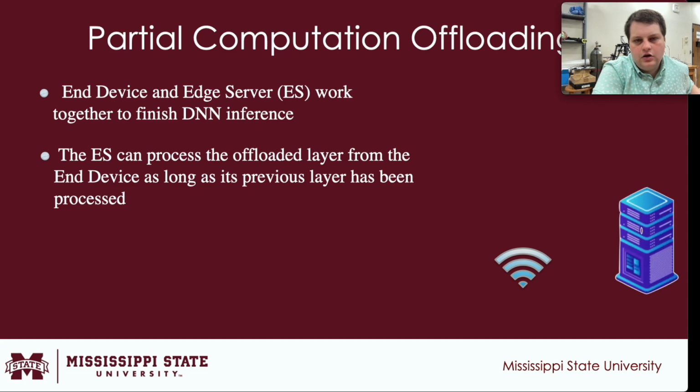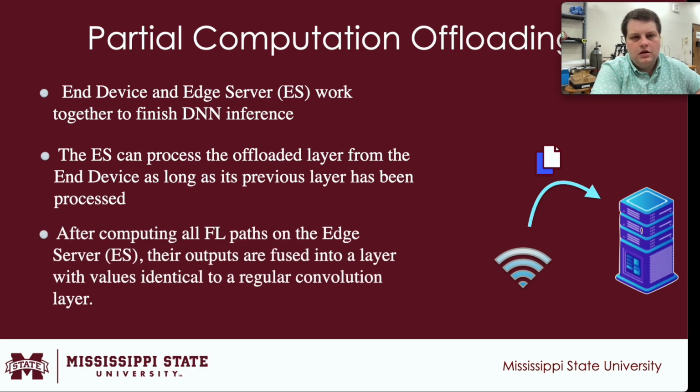Here we can see in the graphic that the IoT device can process some of its task and then offload that to the edge server, vastly decreasing the DNN inference time. After computing all the FL paths on the edge server, their outputs are fused into a layer with values identical to a regular convolution layer. We'll further explore partial computation offloading in the next slide, which gives an example.